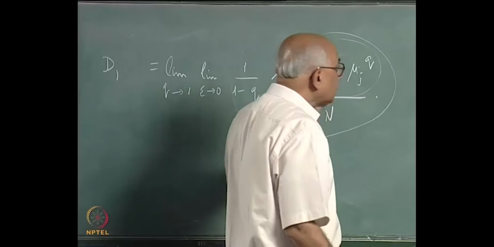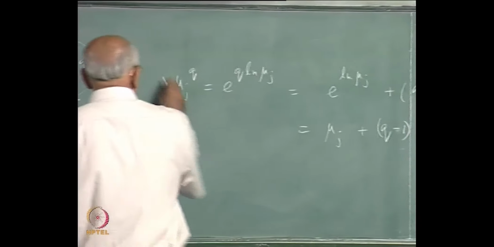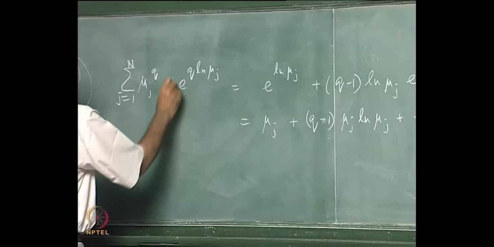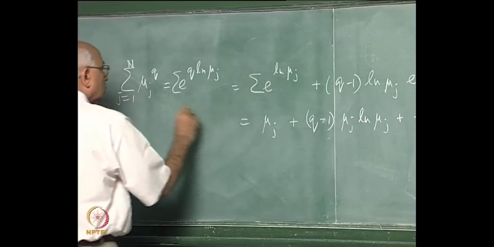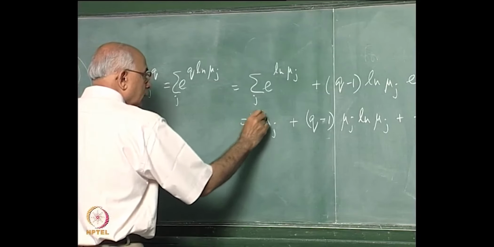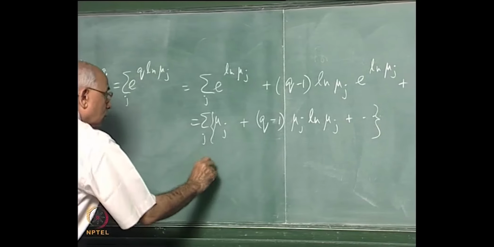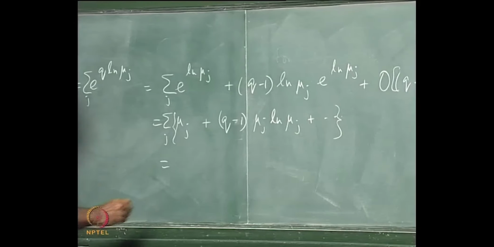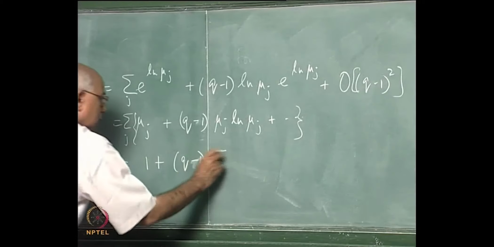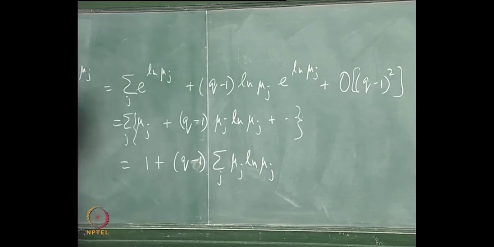And I have to do the summation of this from 1 to n. So let us do that. So sigma j equal to 1 to n of epsilon is the summation here, summation over j, and that gives me a summation over j of this thing here, which is equal to sum over j of mu j, which is 1, plus q minus 1 times sum over j mu j log mu j, plus higher orders.